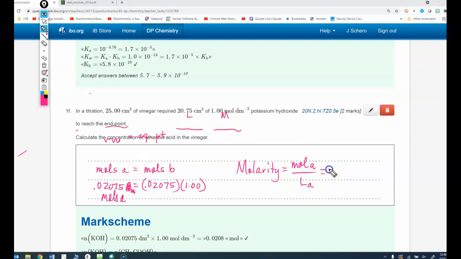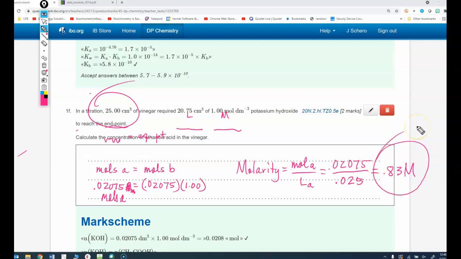So our moles of the acid, 0.02075 moles, are going to have to be divided by the volume of the acid in liters, 0.025. And doing that math real quick, 0.02075 divided by 0.025 is going to give us 0.83. And there is our correct answer. I wondered if I had gotten that one wrong.